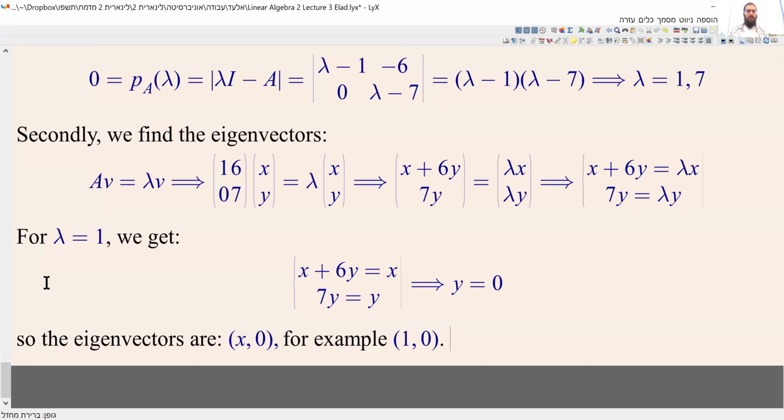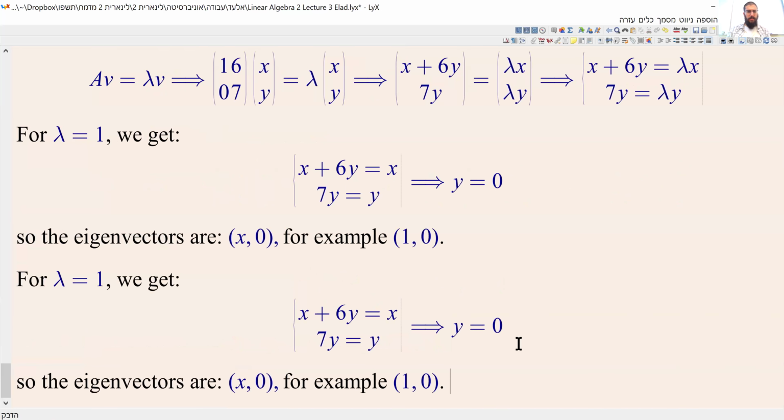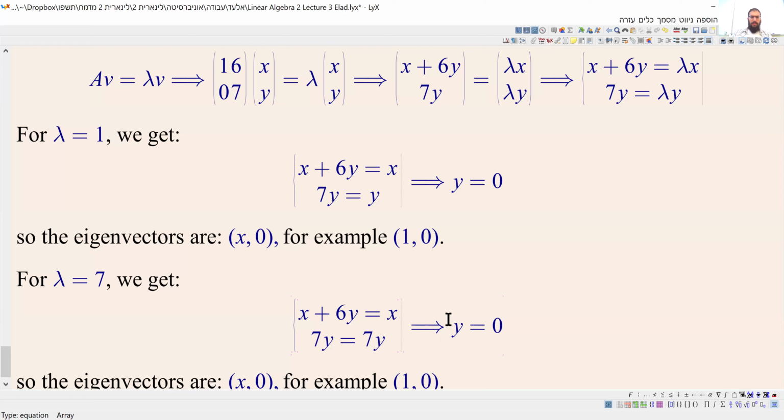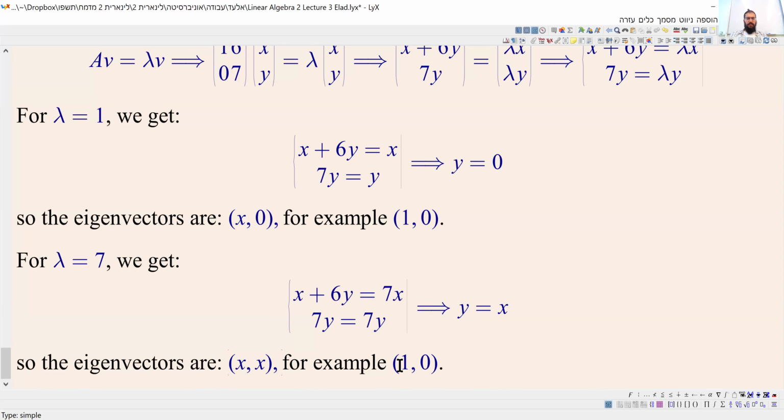What do we have for lambda is 7? I do Control C, Control V, and change what we need to change. For lambda is 7, we have 7y is 7y, and x plus 6y is 7x, meaning that y is x. So the eigenvectors are x, x, for example, 1, 1.